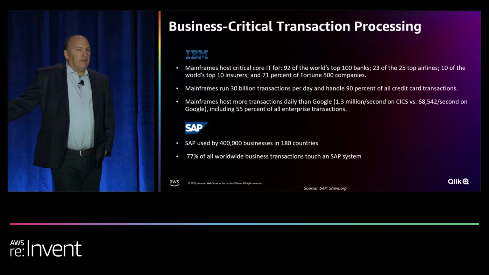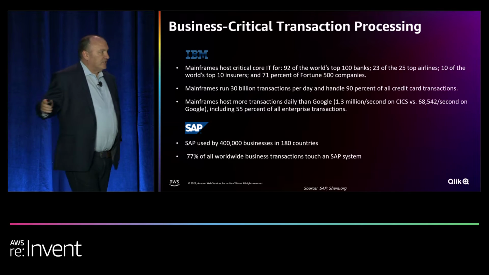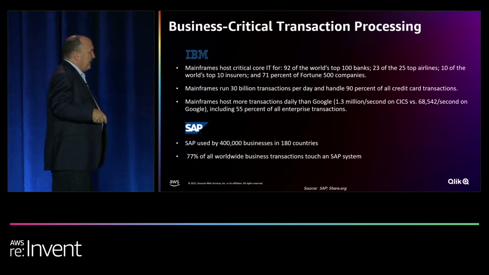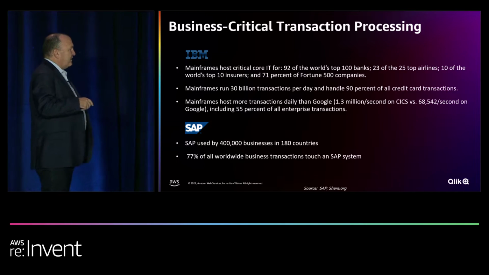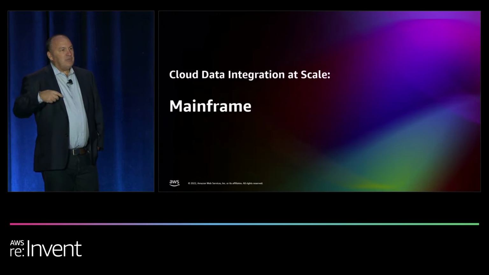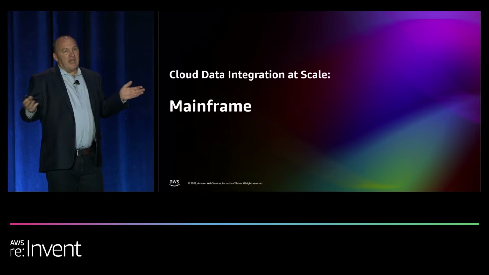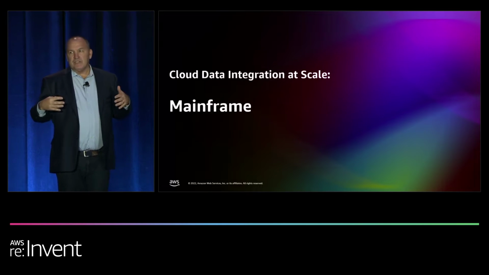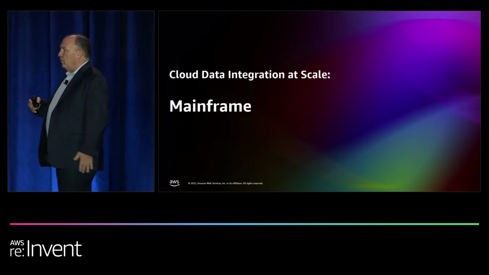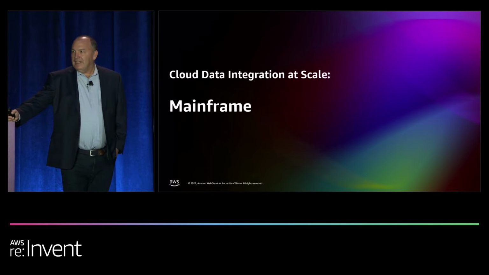SAP is another good one. Many of you said you had SAP, and you know that a lot of business transactions touch an SAP system. So according to SAP, 77% of all business transactions go through SAP. So that's why we wanted to focus on SAP and mainframe. Obviously, there's a lot of different sources. A lot of the approaches that we're talking about today will also be applicable. But we're going to start with the mainframe, and Glenn's going to share his story.